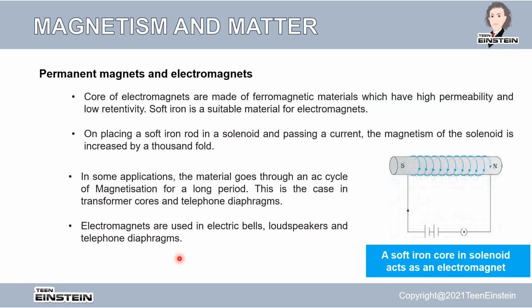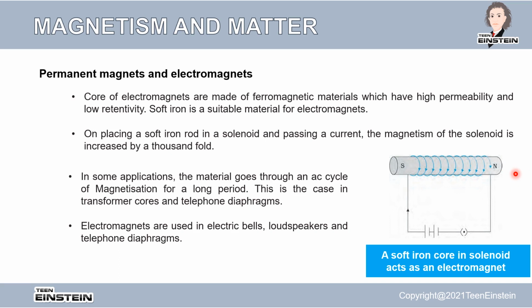Okay. So what are electromagnets? The cores of electromagnets are made of ferromagnetic materials which have high permeability and low retentivity. Soft iron is a suitable material for electromagnets. On placing a soft iron rod in a solenoid and passing a current, the magnetism of the solenoid is increased by 1,000-fold. So you keep a solenoid, and if you put a ferromagnetic material inside the solenoid, the magnetic field is now increased by 1,000-fold. This magnetic field we can use for many applications, and this is called an electromagnet.